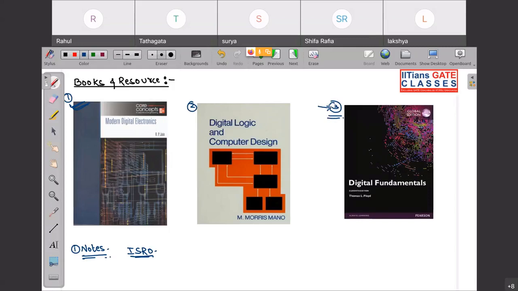Okay, so this book I will suggest if you want to have a very good perspective about digital electronics, so you can read this book. Okay, so next thing you might be asking, sir, from where to practice questions.